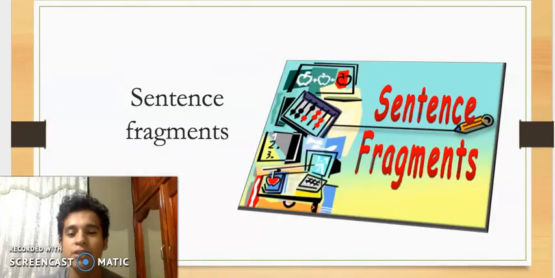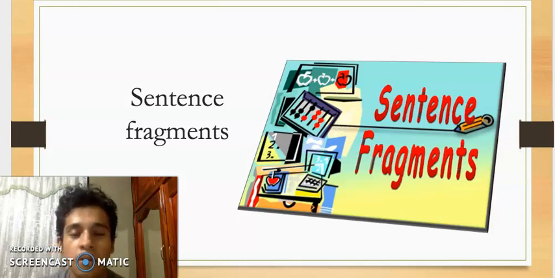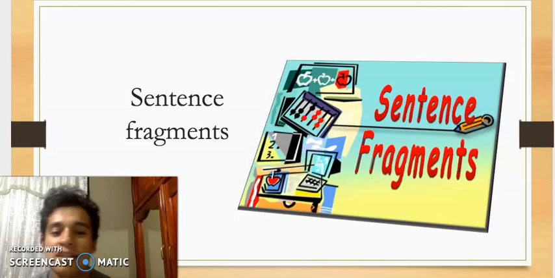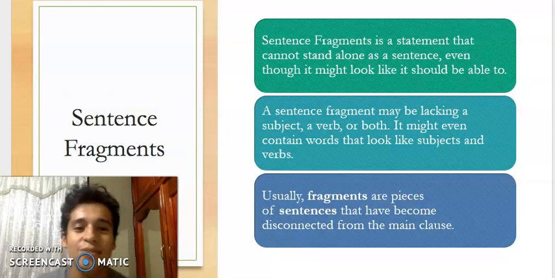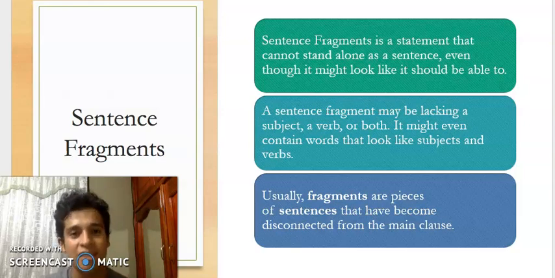Now, the first kind of common sentence error that we tend to commit is the sentence fragment. Now, what is a sentence fragment? A sentence fragment is a statement that cannot stand alone in a sentence, even though it might look like it should be able to. A sentence fragment may be lacking a subject, a verb, or both. It might even contain words that look like subjects and verbs. Usually fragments are pieces of sentences that have become disconnected from the main clause.